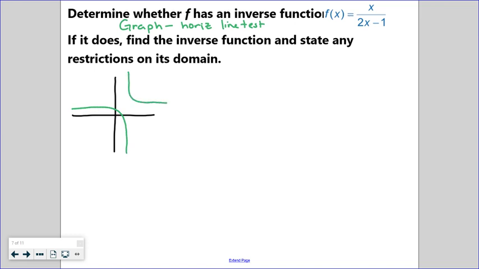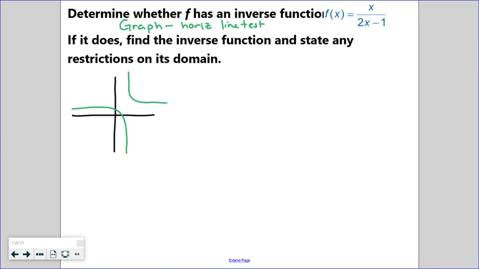Okay. Does that resemble something on your calculator? Yours probably looks a little bit smaller because this is happening at a half and this is happening at a half. So it's really small on your calculator. So you can make your window smaller and it'll blow that up a little bit more to look like this. But the question is, does it pass a horizontal line test?